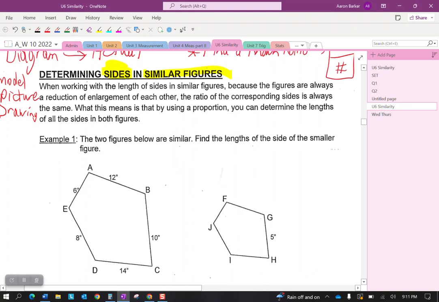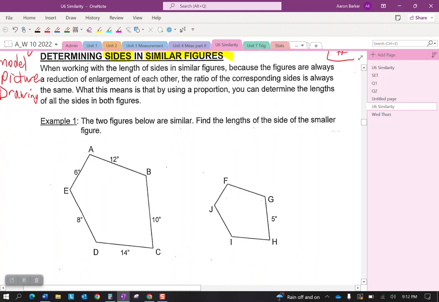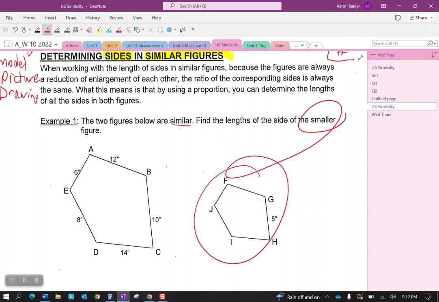So let's get started. Here we have two similar figures. We're told that they're similar. That means that they've just been enlarged or reduced, and the sides have been enlarged or reduced in the same ratio. So we want to find the lengths of all the sides in this smaller figure right here.